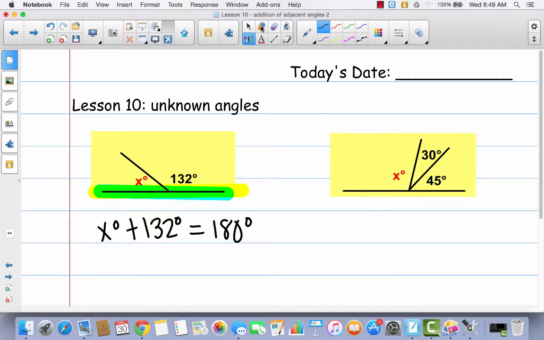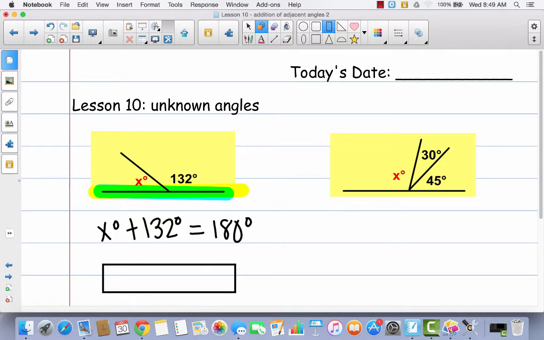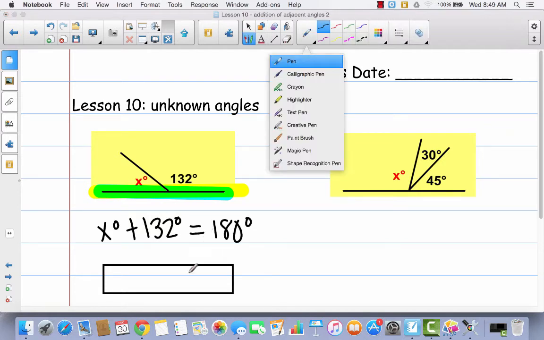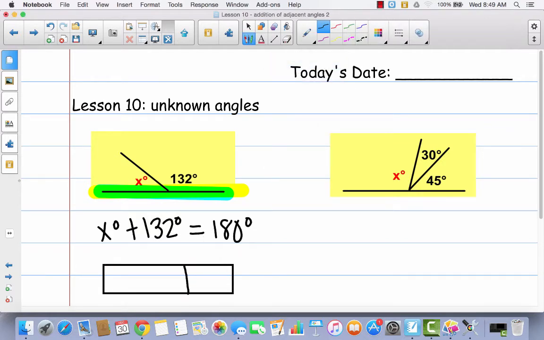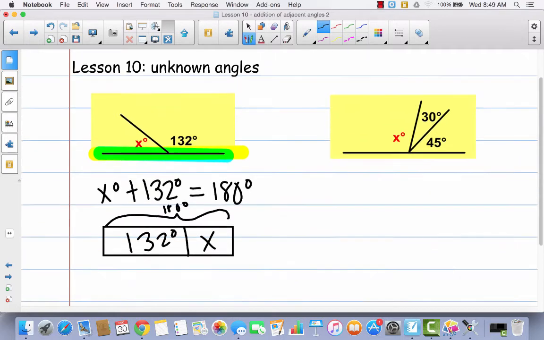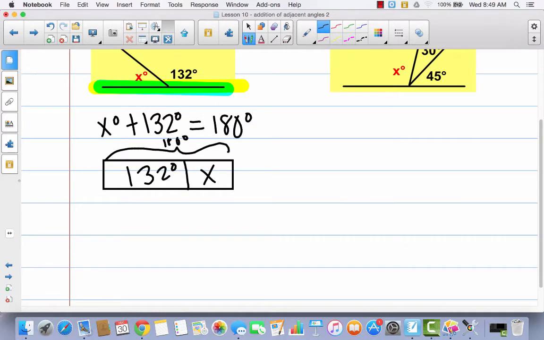You can also think of this in terms of a tape diagram. You don't have to draw this. Well, actually, let's go ahead and draw this, because we've solved several problems this way. Let's think of this as the total being 180 degrees. And I have 132 degrees, and I'm trying to solve for X. Whenever I have a problem like this, and I'm trying to solve for the unknown, what is my strategy here? Hopefully you said your strategy is subtraction. You would say 180 degrees minus 132 degrees gives you the value of X.